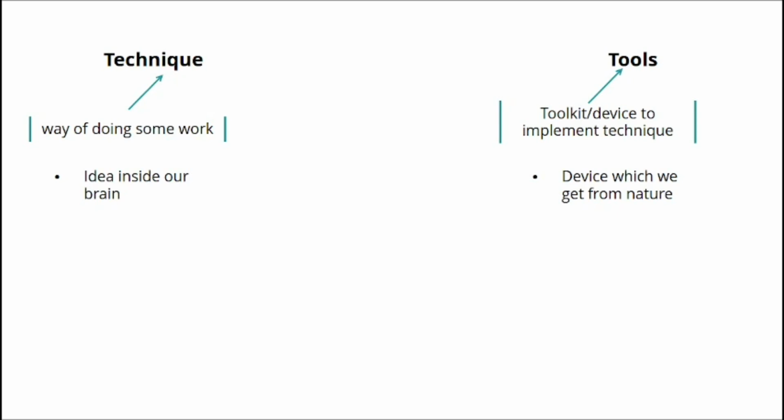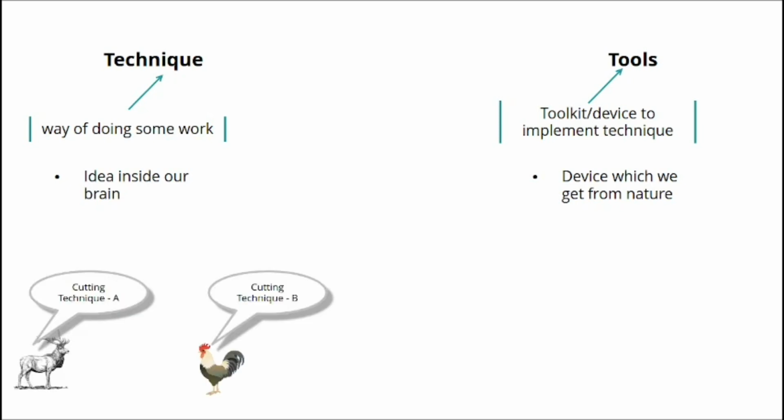Technique means the way of doing work. So it is basically an idea which is present in our brain. Tool means a device by which you can implement the technique, okay? And it is basically a device which we get from nature.